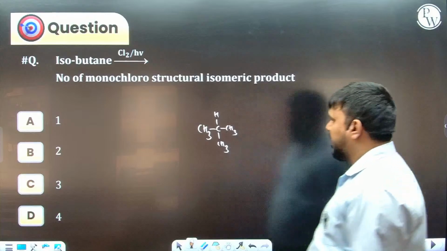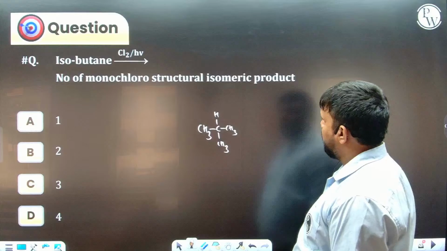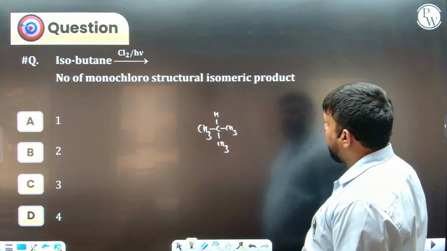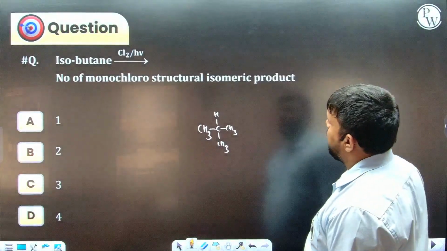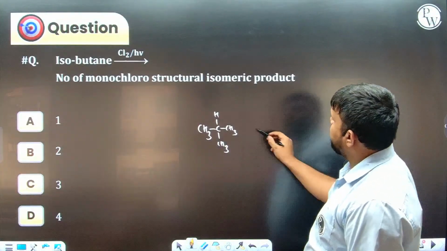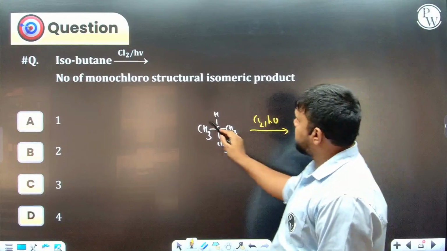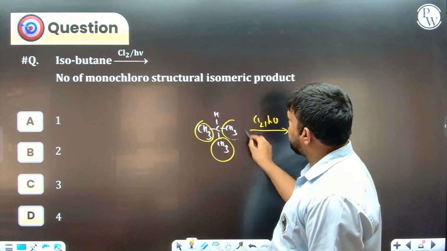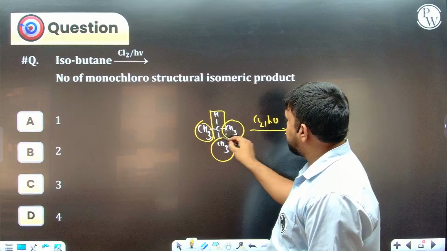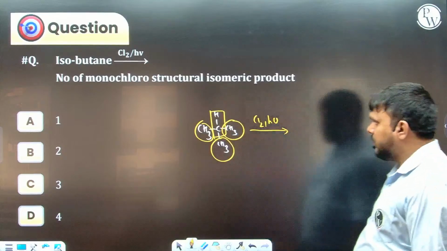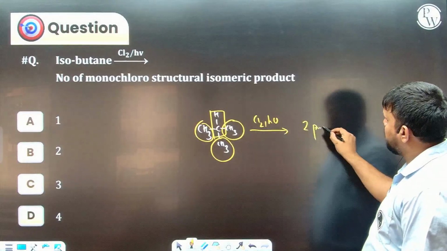This is nothing but isobutane. Okay, and they are asking us how many products will be obtained with Cl2, H nu. So you can see this is the same position, number 1, I am marking it with a circle, and this is the second position, I am giving a rectangle. So we are having 2 different positions, so 2 products.